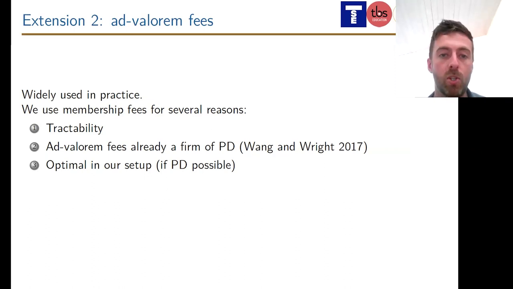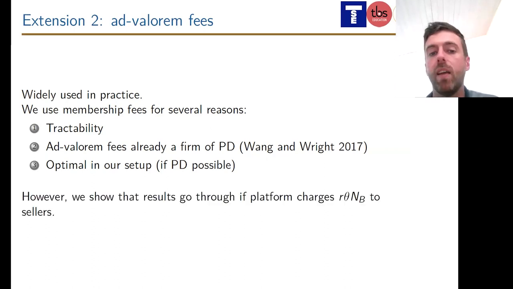You know, it's proportional to how much you sell. And finally, it is optimal in our setup to not use ad valorem fees, to use membership fees. I mean, if price discrimination is possible, you prefer to do membership fees. But still, if you put aside these reasons, what we show is that our results in terms of welfare and participation are going to go through, even if the platform charges ad valorem fees to sellers.